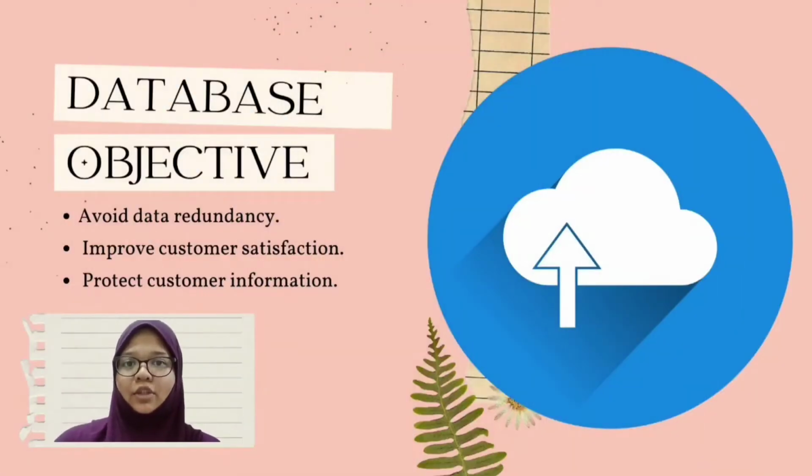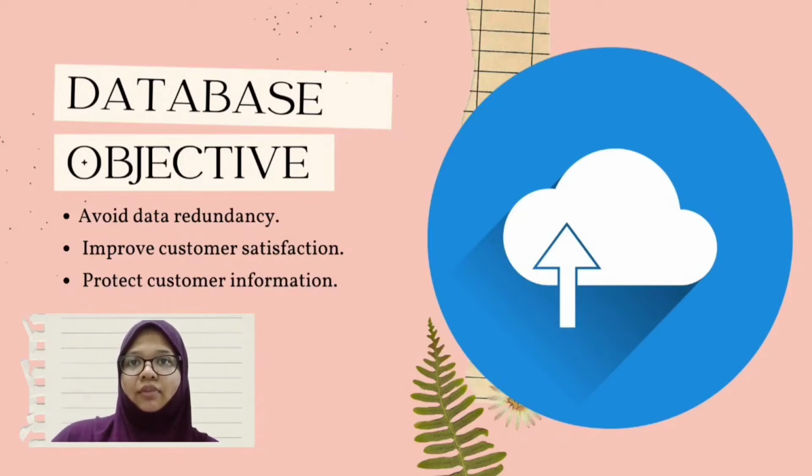Next, database objectives. The first objective of the database is to avoid data redundancy. Customer files may be stored in a file storage system by the same administrator. If a customer makes multiple purchases from the company, their name may be entered multiple times. Duplicate customer name entries are considered redundant data.